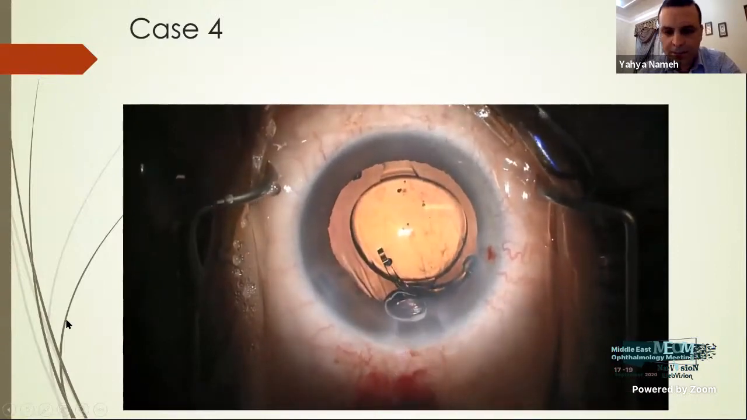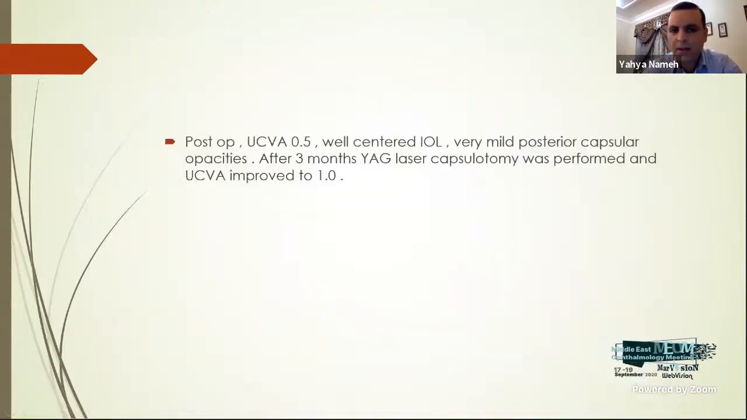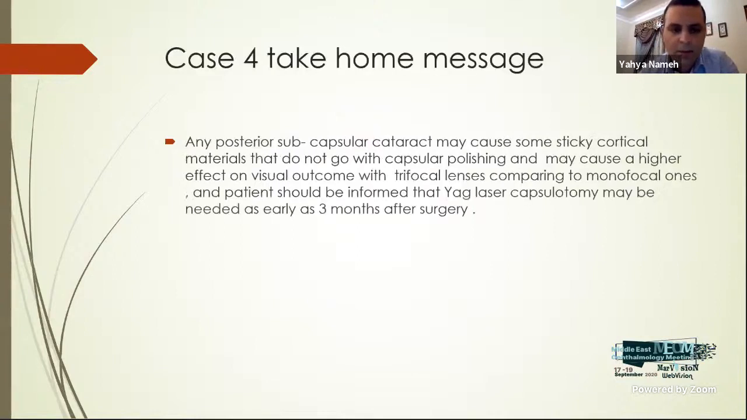After surgery, the uncorrected visual acuity and the corrected visual acuity were 0.5, with a central intraocular lens and very mild posterior capsular opacities. After 3 months, we performed laser capsulotomy, and the patient improved to 20/20 and was satisfied with the result.